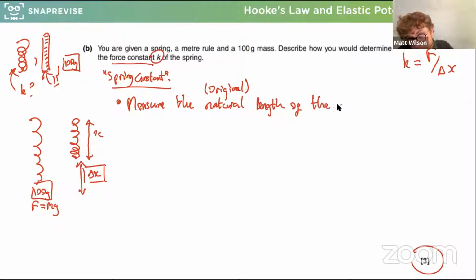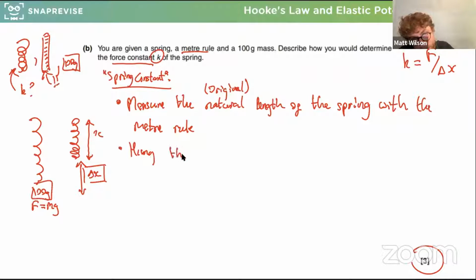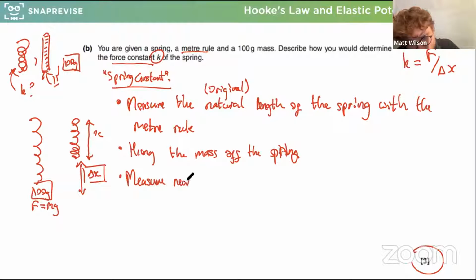of the spring. And how are we going to do it? Well, they've told us we have this piece of equipment. So with the meter rule. Meter rule. Okay, good. Next, now we can hang the mass off the spring. Hang the mass off the spring. Okay, good. What next? Well, now we have a new length to measure. So we can measure new longer length.